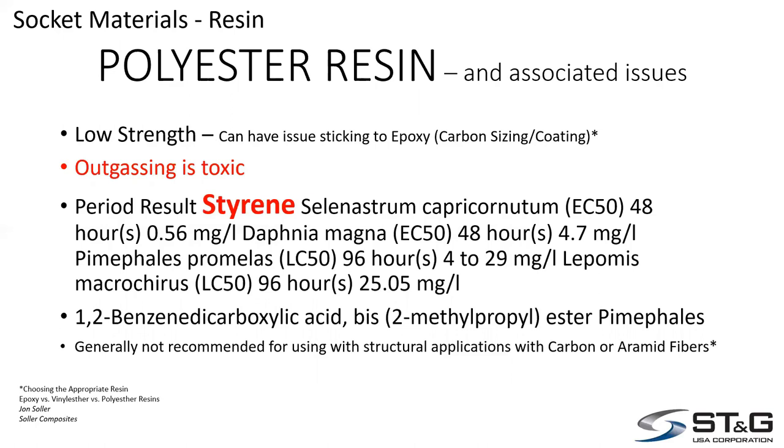Also, polyester resin has an issue of sticking to epoxy, which is usually used to coat carbon fiber after the manufacturing process. So the issue is, not only is it low strength, it has a compromised bonding effect to carbon fiber. It also has a toxic outgassing. The outgassing can definitely affect your health. One of the things you want to look at is the MSDS sheet. If the MSDS sheet states styrene or byproduct of styrene, then it is a polyester-based resin. You can see on the bottom here, there's a note: generally not recommended for use with structural applications with carbon or aramid fibers. This was based off of a study that I found on the internet.